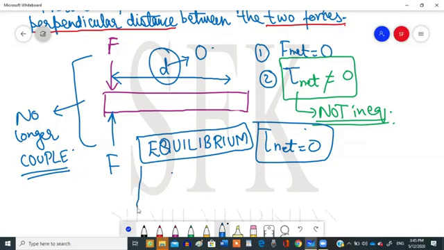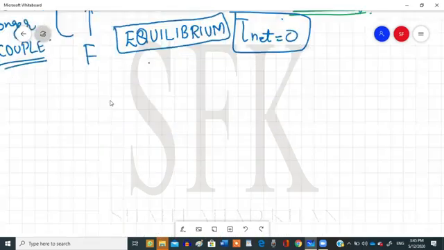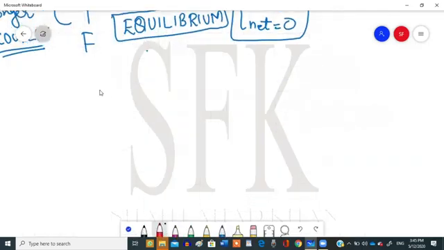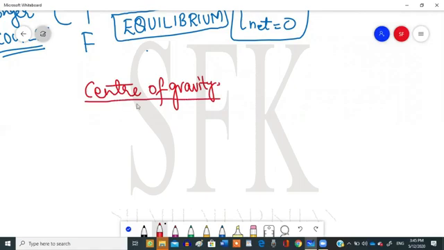Now coming towards center of gravity. I told you about the center of gravity in the beginning, I'll just go over it one more time. Center of gravity. Okay, this is actually an imaginary point. This is not an actual point. A point in a body where all the weight appears to act.